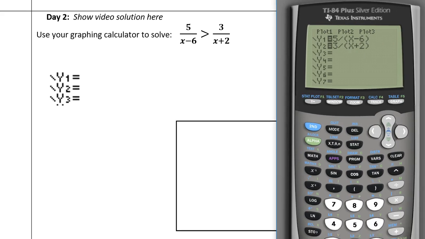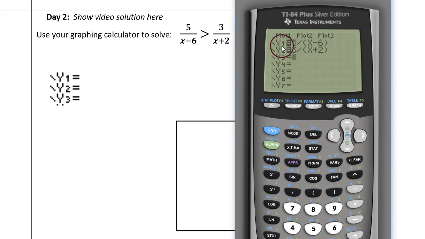So let me bring the calculator into view. For y1, I've typed in that first expression. Notice the parentheses around the x minus 6, so the calculator knows that that's the denominator. And I've typed in the second one for y2. And push graph, and it's going to draw those.